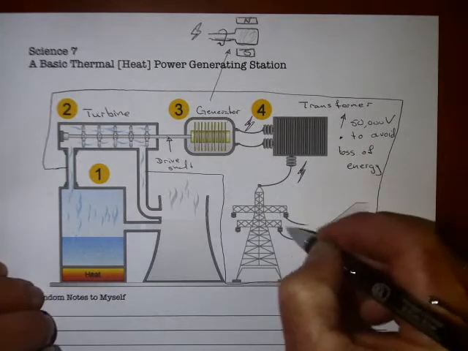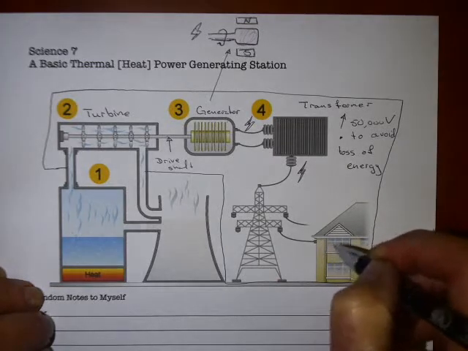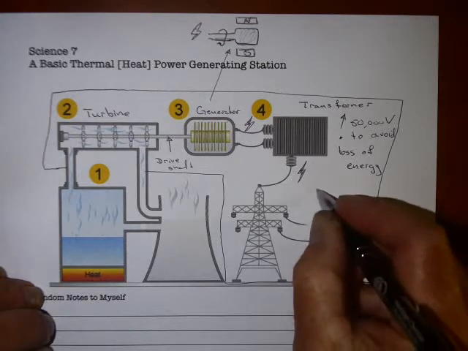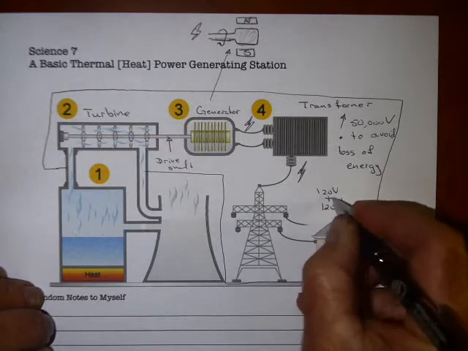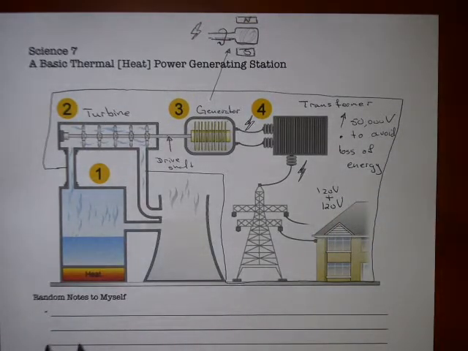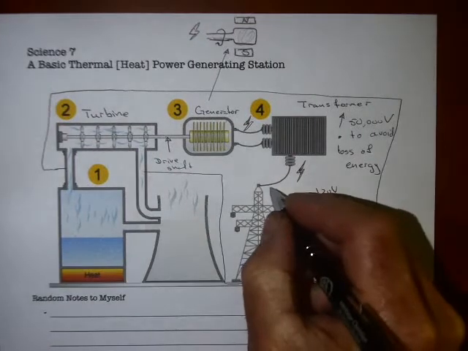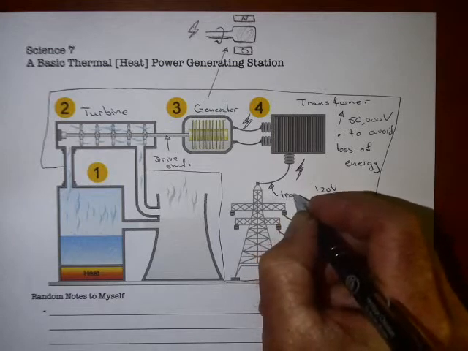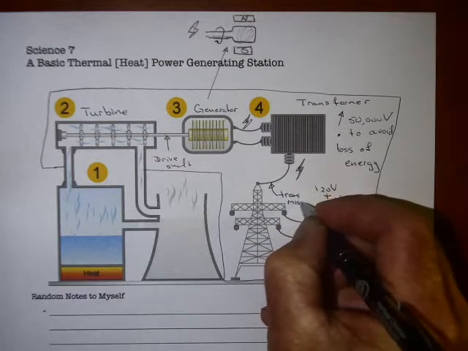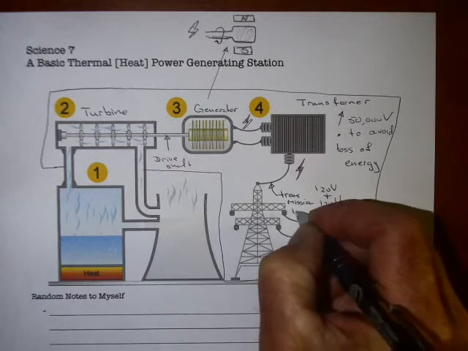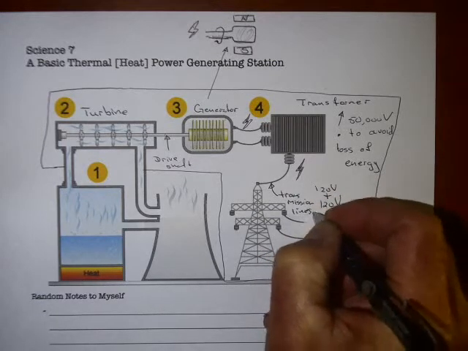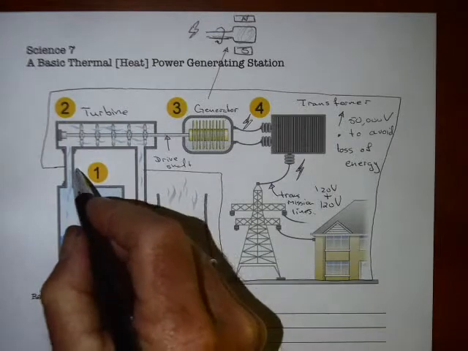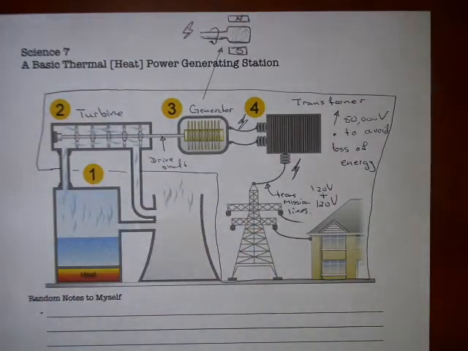Now it doesn't come into our house at 50,000 volts. Typically it comes in to our house at 120 volts. There's two lines, a 120 volt plus a 120 volt. Okay, so two of them come in like that. So this here would be the transmission lines.